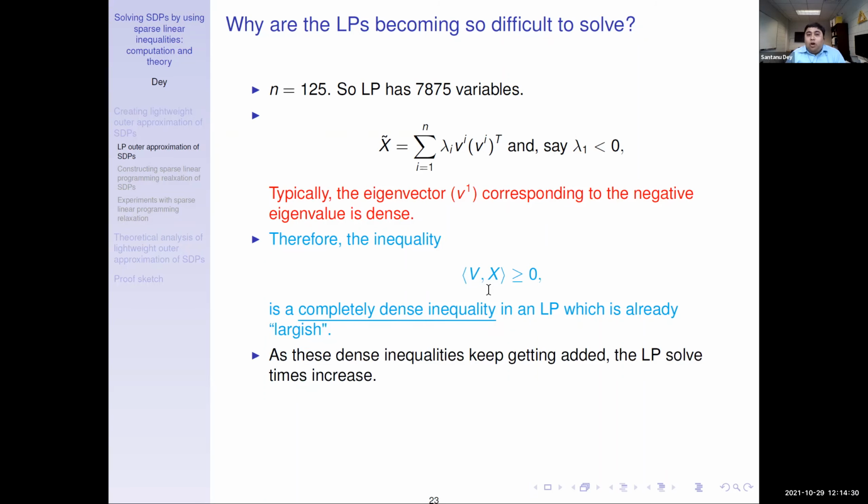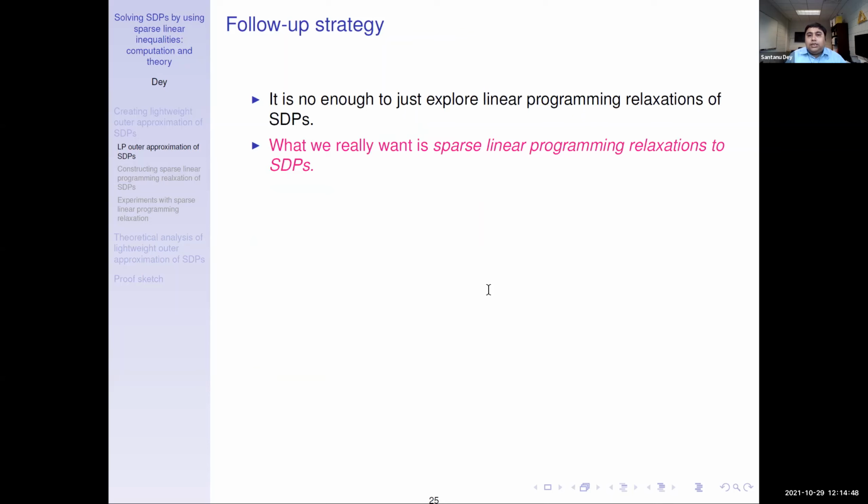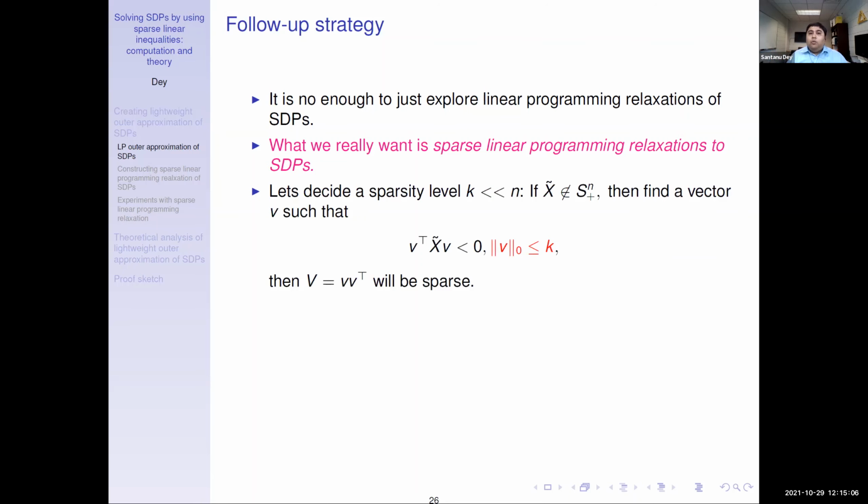Really what you would want to do is keep away from dense inequalities. You want to use sparse inequalities as far as possible, because LP solvers love that. There is a lot of very cool work using sparse linear algebra to exploit sparsity. So how can we do this? Well, the answer is, instead of building just a linear programming relaxation, we want to build a sparse linear programming relaxation. The inequalities that we add are going to be separating from your SDP cone, just like earlier, but we want the separating inequalities to be sparse.